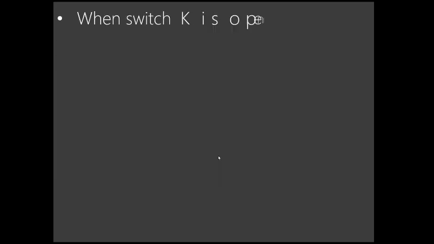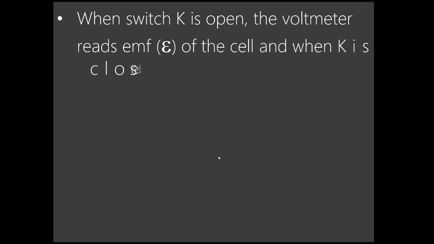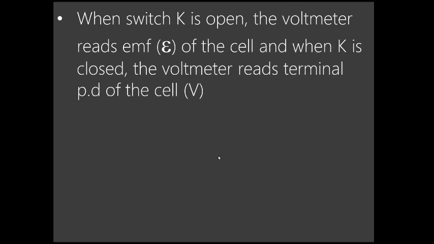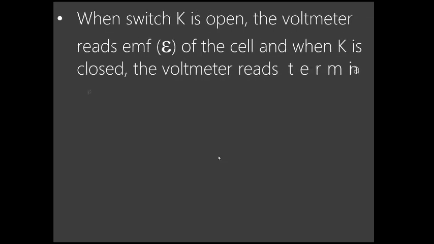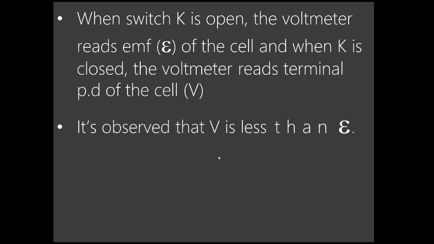Okay. So when the switch K is open, when it's still open, the voltmeter reads the EMF, which is E, of the cell. And when the switch K is closed, the voltmeter reads the terminal PD of the cell. It's observed that V is less than E. The terminal PD is always less than the EMF.